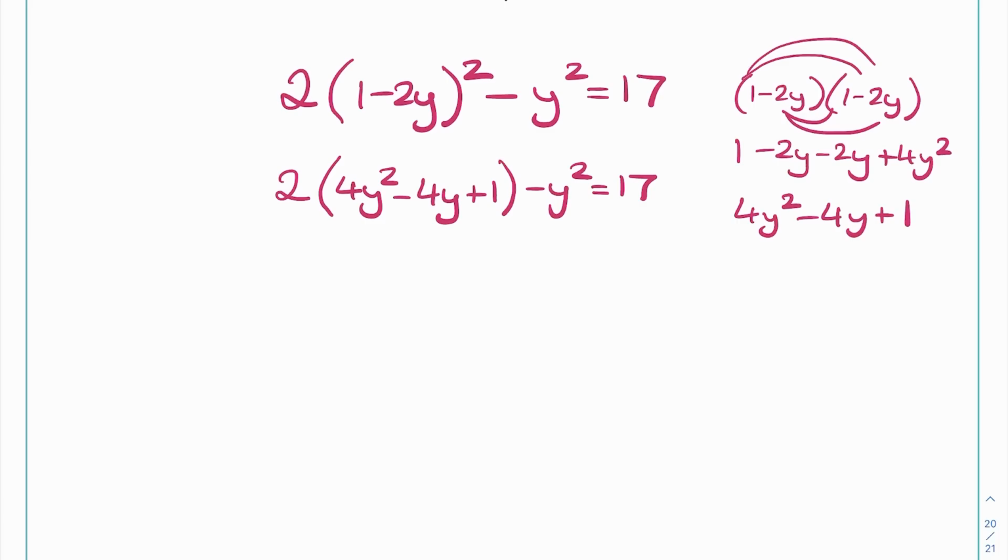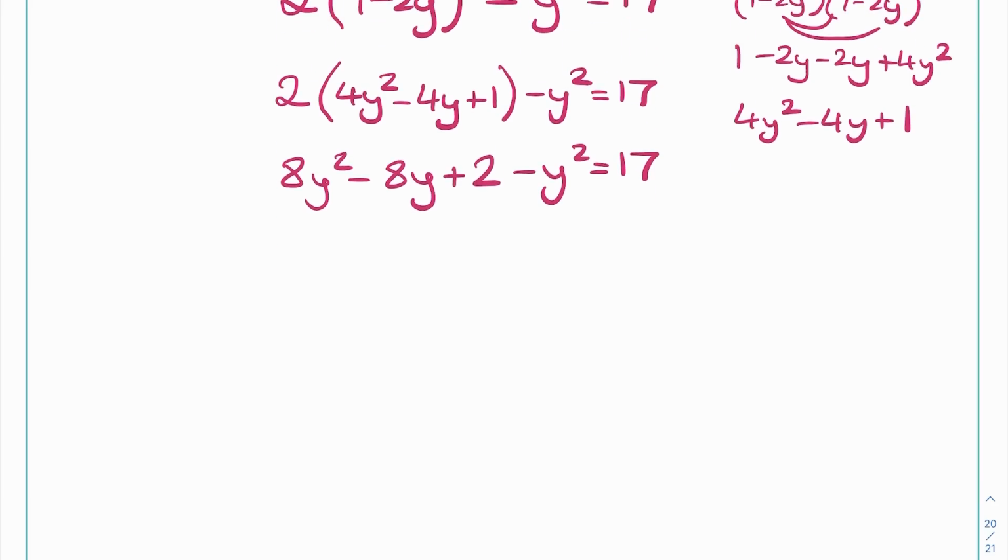I can now expand that bracket, so that would give me 8y squared minus 8y plus 2 minus another y squared is equal to 17. There's a lot of steps here just tidying it up. I've got an 8y squared and a minus y squared, so I could simplify those two. So 8y squared minus 1y squared would be 7y squared. So 7y squared minus 8y plus 2 is all equal to 17.